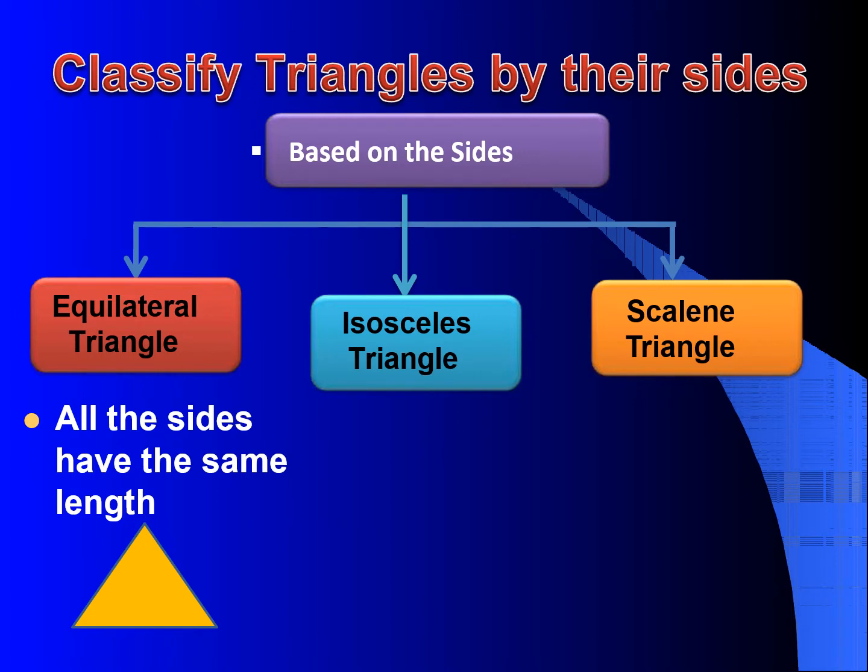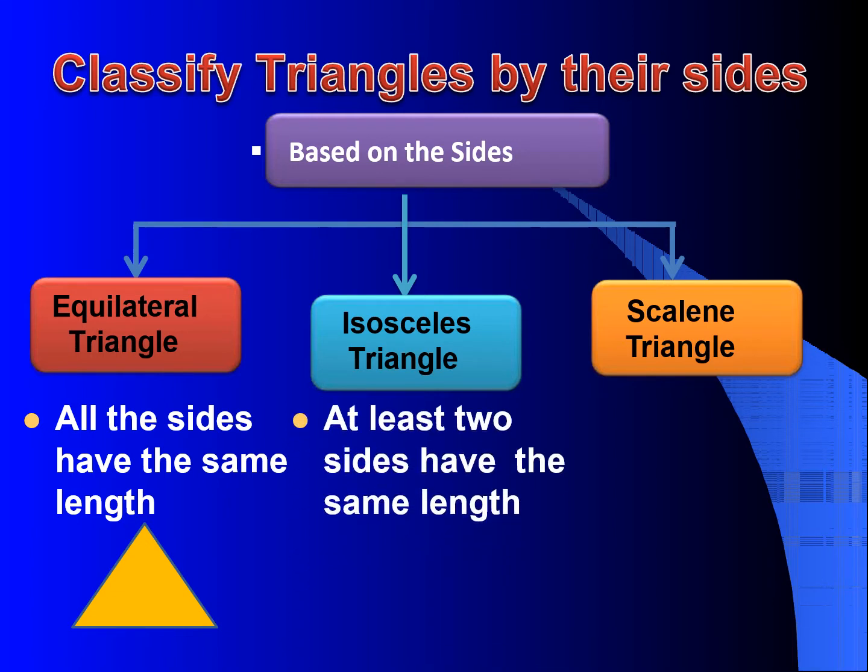The second one is the isosceles triangle. What about the isosceles triangle, guys? Only two sides are the same. So for the isosceles triangle, at least two sides have the same length. If two sides have the same length, that triangle is going to be named an isosceles triangle, like the one shown here. Do you see that one? Only two sides here are the same, but the other one is different. So if two sides are the same like that one, this triangle is going to be named an isosceles triangle.